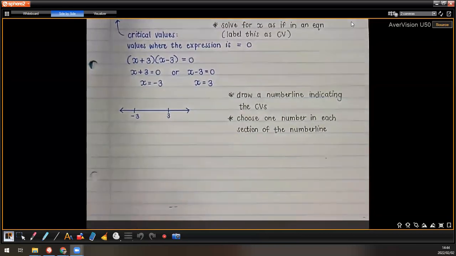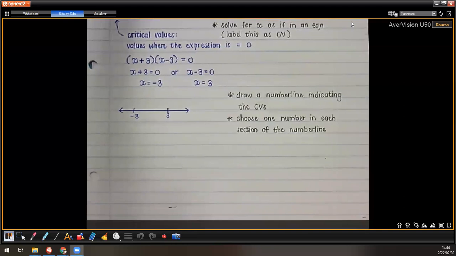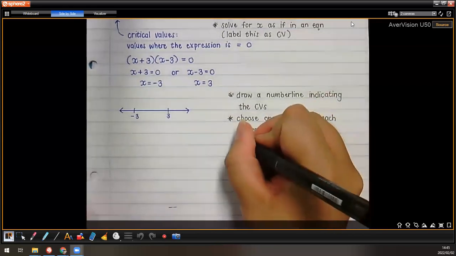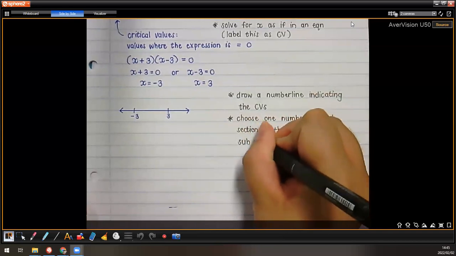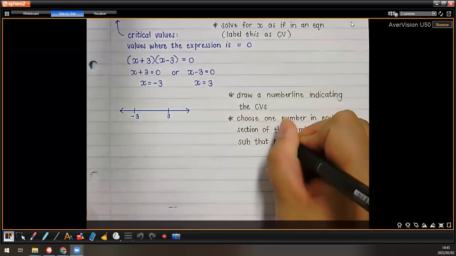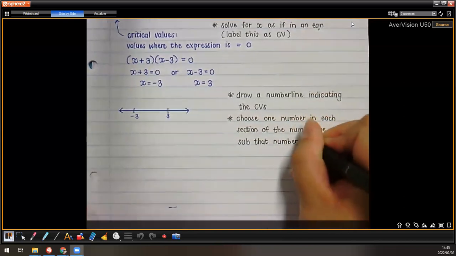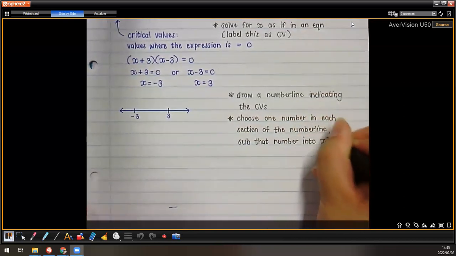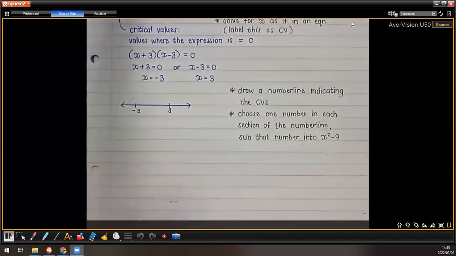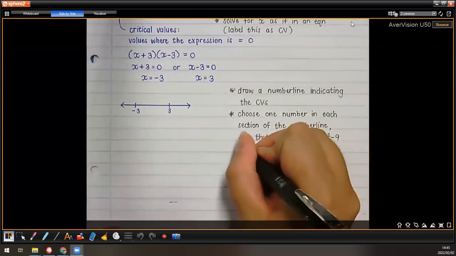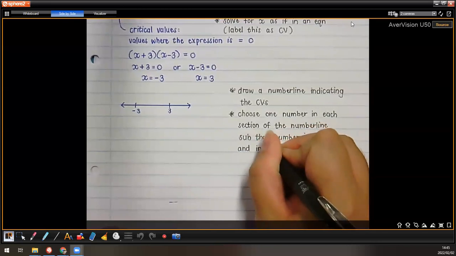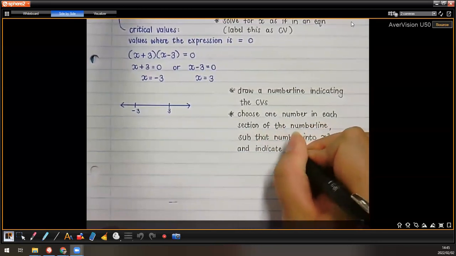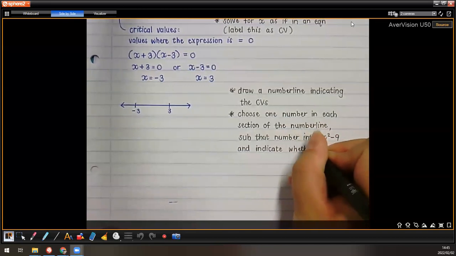Like I said, it's completely different from anything that we've done so far. So don't worry, it's the first example. If you are confused, that's fine. We're choosing one number in each section of the number line. Sub that number into x squared minus 9, or whatever that expression on the left is. For this one, it's x squared minus 9. And indicate whether the answer is positive or negative.